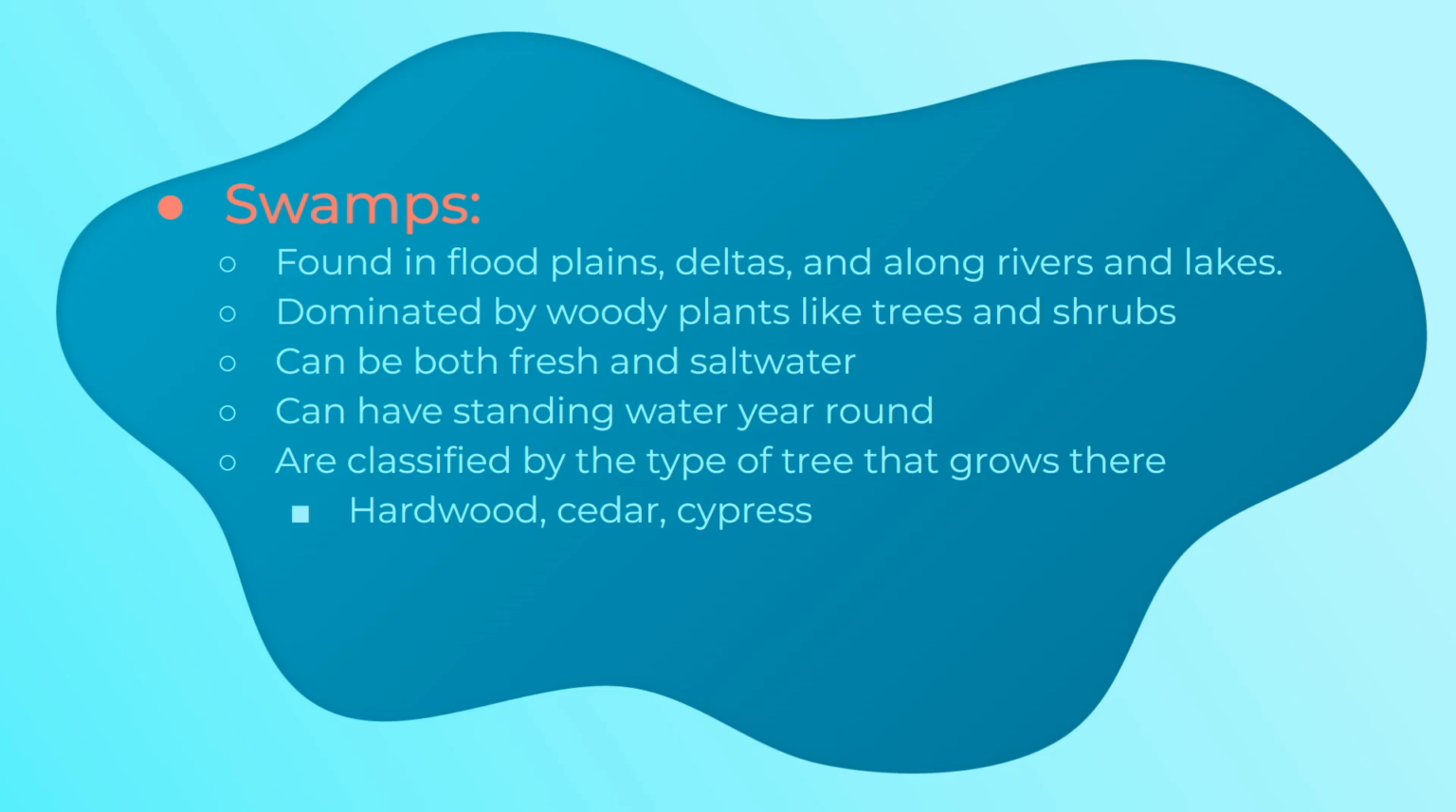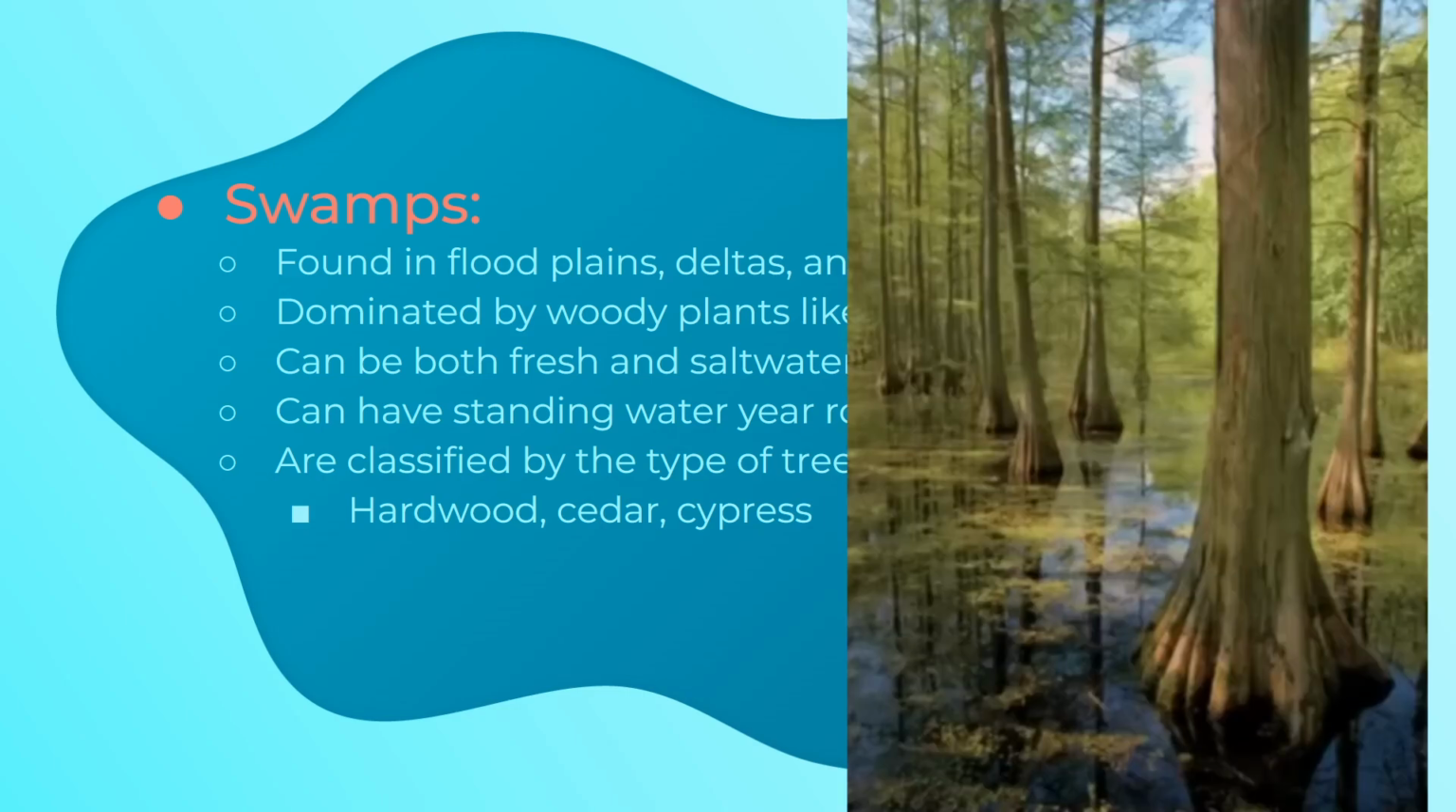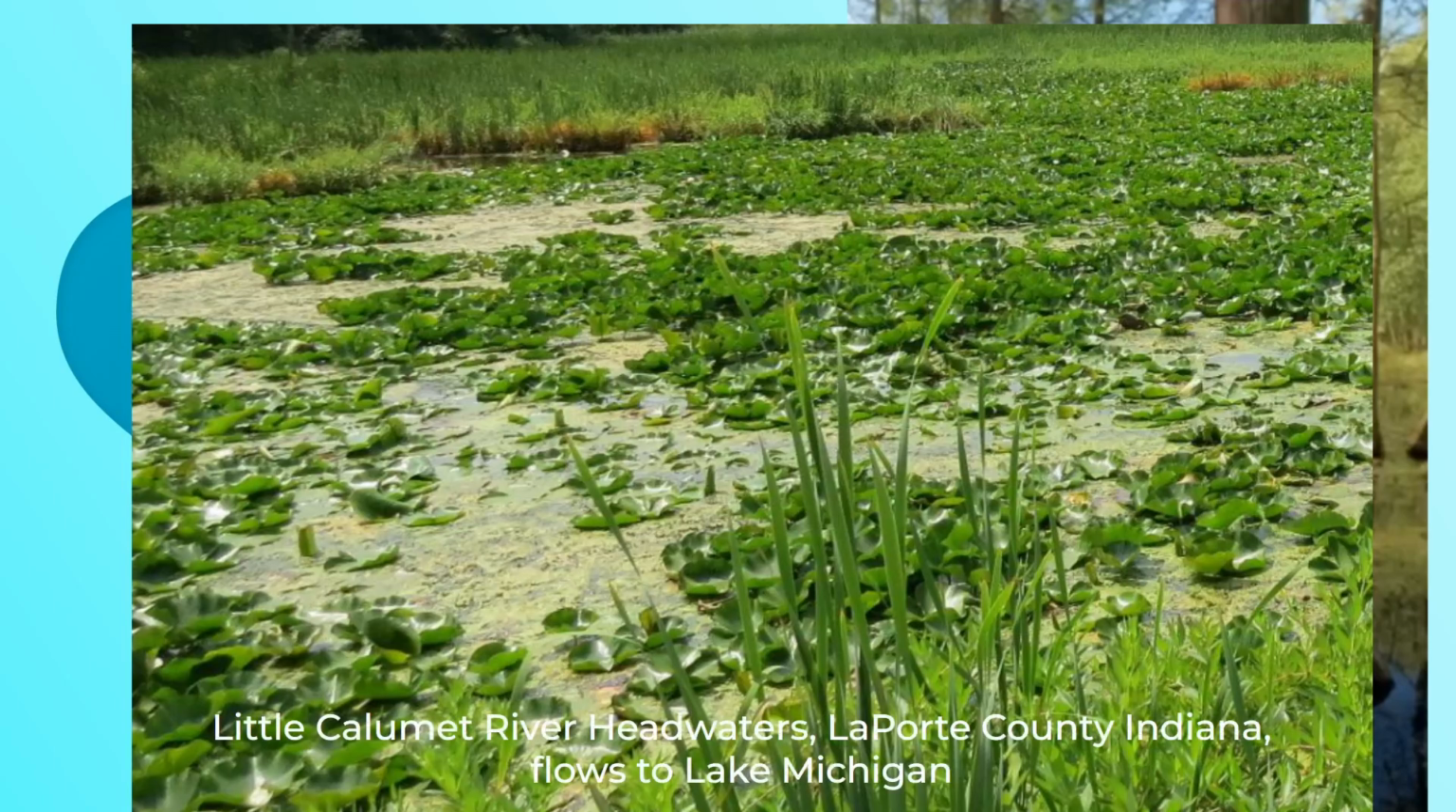They tend to have standing water year-round and are classified by the types of trees that you find growing in them. Often you'll find cypress trees, which are a type of coniferous or pine tree that are uniquely adapted to survive living in submersive soils and swamps in the southern part of the United States. Swamps in Indiana will contain hardwoods, while swamps further north will have cedar trees.